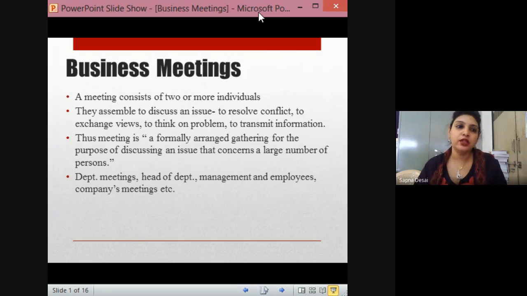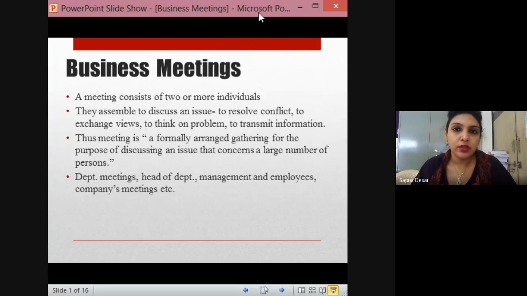Thus, we can say that a meeting is a formally arranged gathering for the purpose of discussing an issue that concerns a large number of persons. So, what is a business meeting? It is a formally arranged gathering in which a number of people have gathered, and they discuss some important issue which is going to affect the organization, or which is for the benefit of the organization, and it concerns the members of the organization.